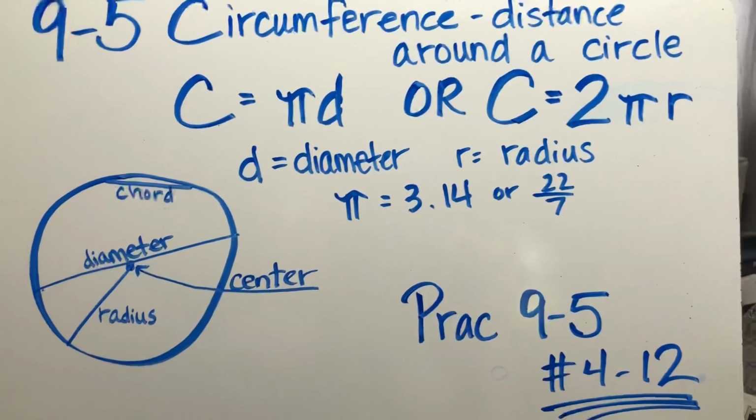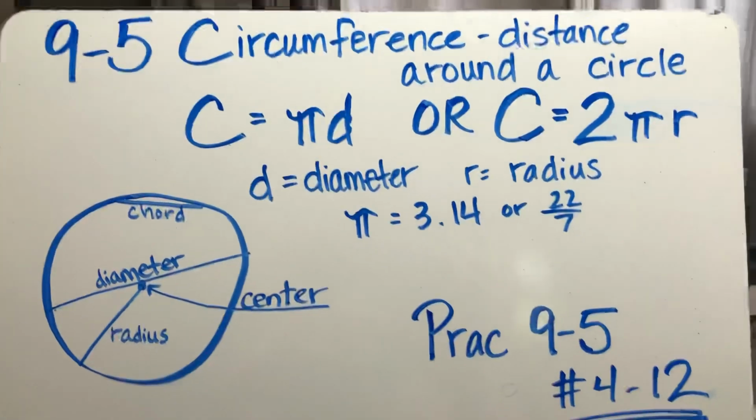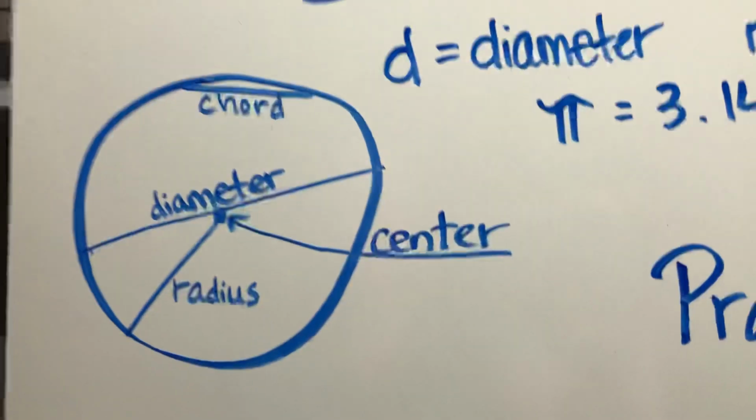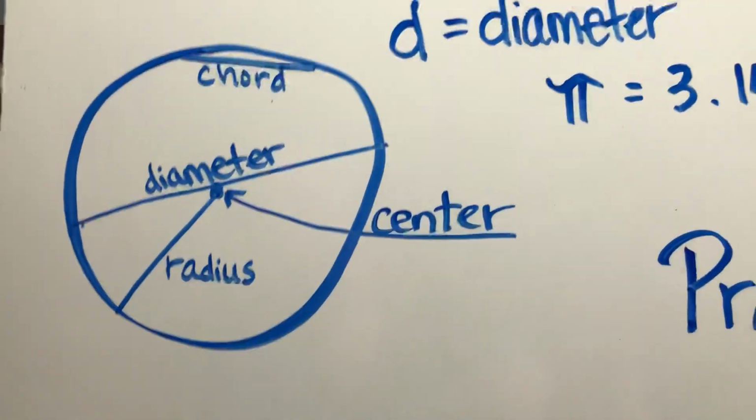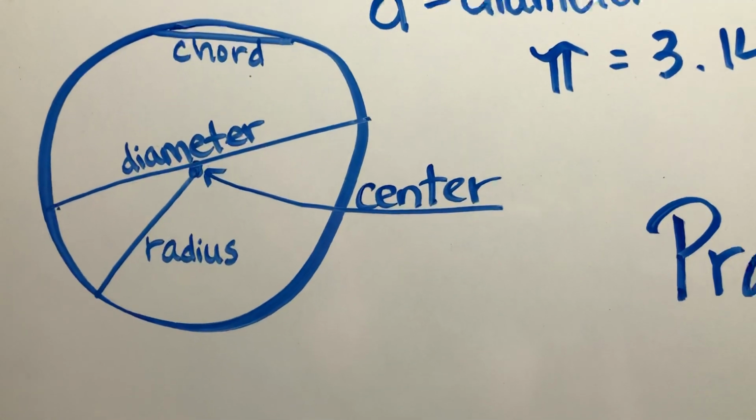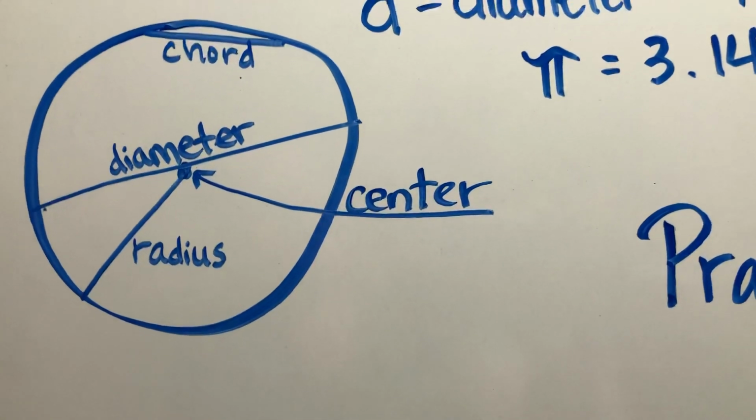There are two ways to find the circumference. Before I do that, I'm going to zero in on this hideous circle that I drew and talk to you about some vocabulary. I'm sorry, it really bothers me. If I were in the classroom, I would erase it and start over.